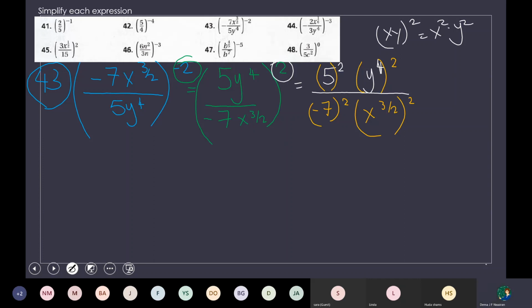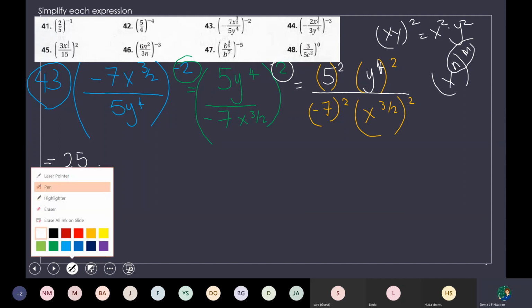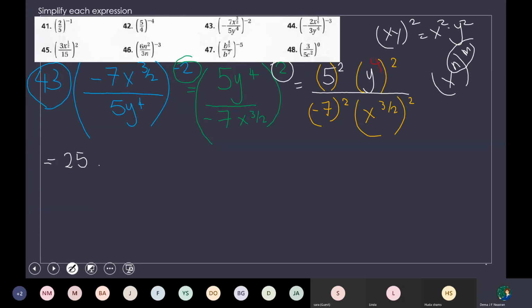Then let's continue now. 5 squared is 25, which is 5 times 5. Here now, you know that also, we have x to the power n raised to the power m, a power raised to another power. We multiply them, so it will be n times m. So here we have 4, and this 4 is raised to 2. So I multiply 4 times 2, which is 8. So it will be y raised to 8 over negative 7 squared.